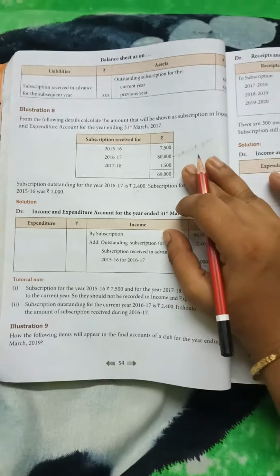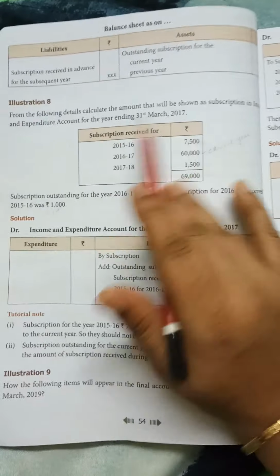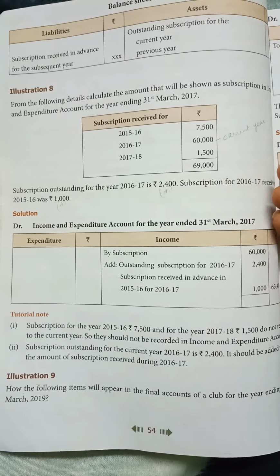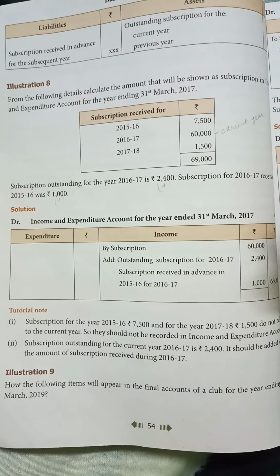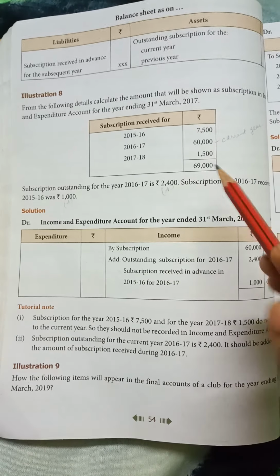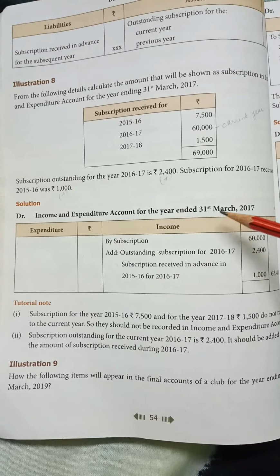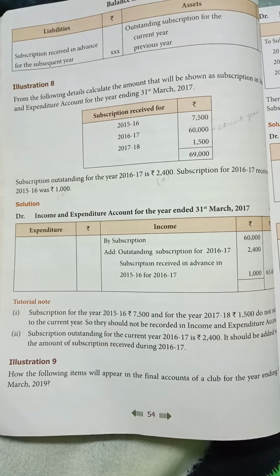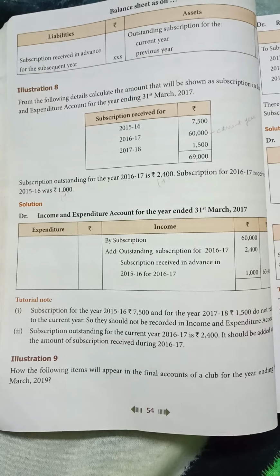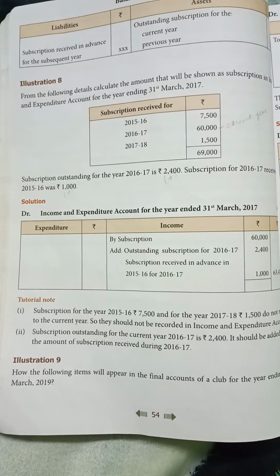So here in this particular illustration you are asked to prepare only the income and expenditure account. In these types of subscription problems, sometimes you will get sums to prepare both the income and expenditure account and also the balance sheet. But here you are asked to prepare only the income and expenditure account. As we discussed in the previous topic, the income and expenditure account should always have only the current year amount, the current year subscription.